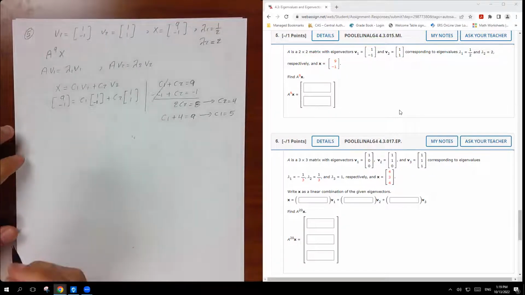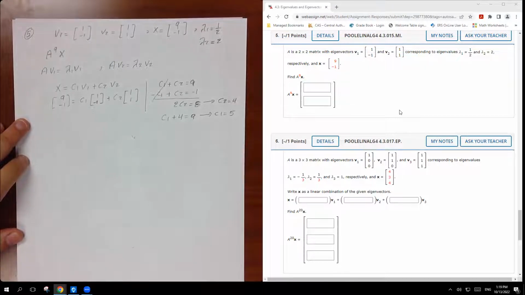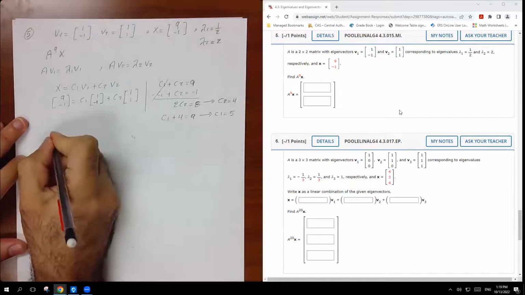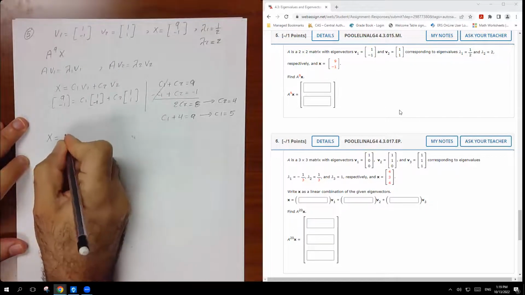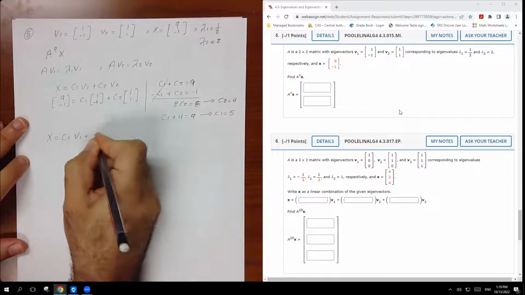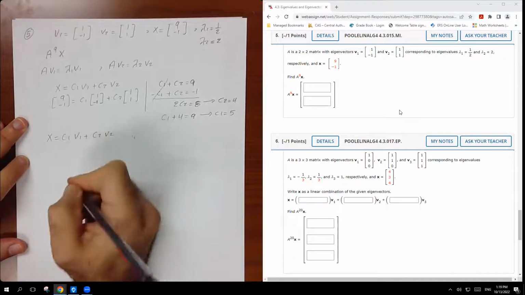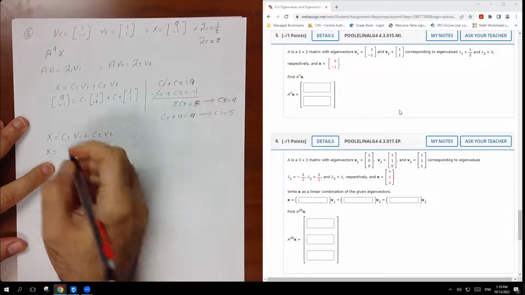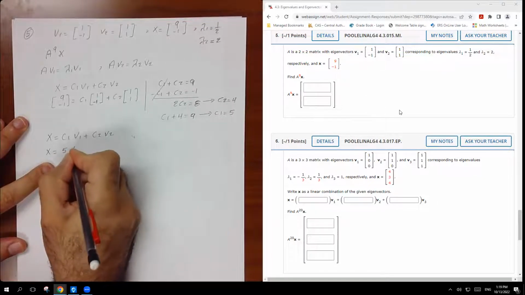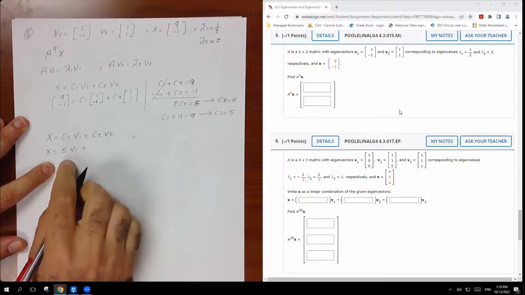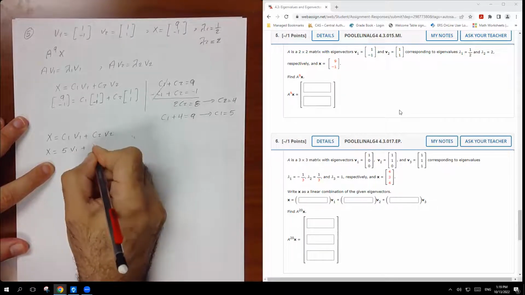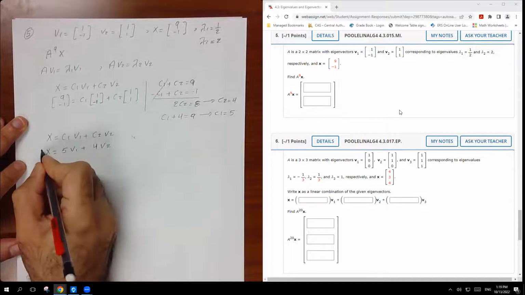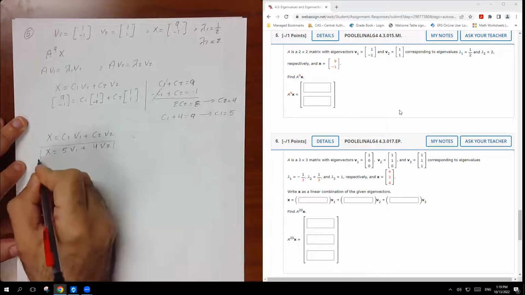So the vector x is going to be equal to c1 v1 plus c2 v2. That means x is going to be c1 is 5, V1 plus C2, which is 4. So this is the vector X. That's what I'm going to use.